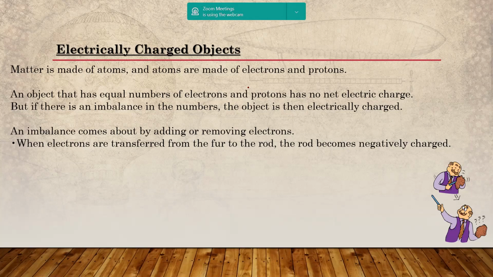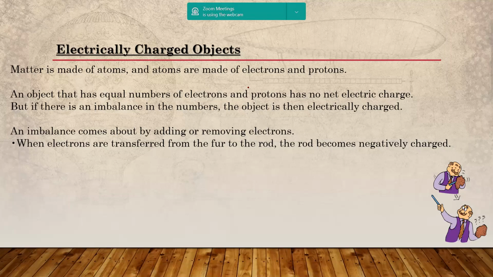Electrons are transferred from fur to the rod, as in this picture. Look here, he has a fur in his hand and he has a rod. When you touch the rod with the fur and rub it back and forth, right and left, you charge the rod. Try it. Then after that, bring a piece of paper. Touch the paper with this rod. It will attract it like a magnet.